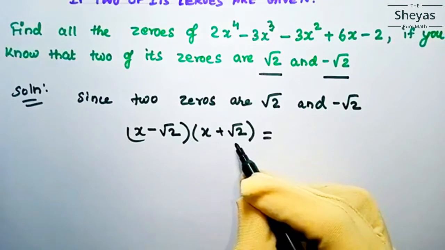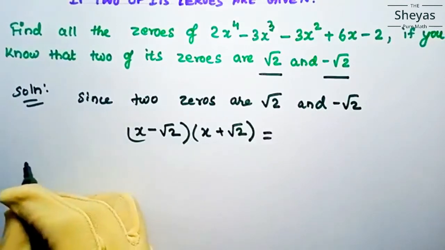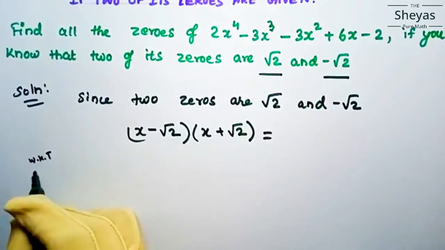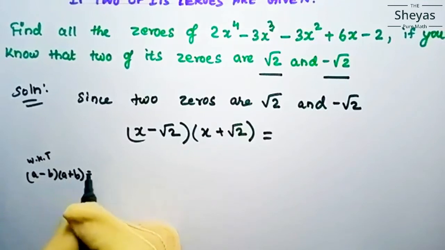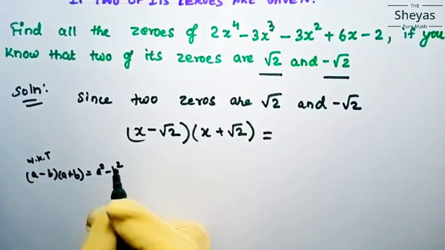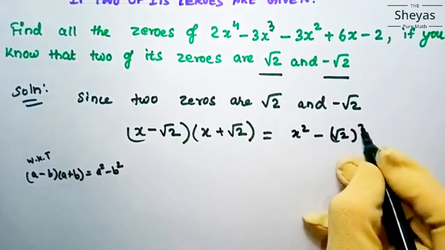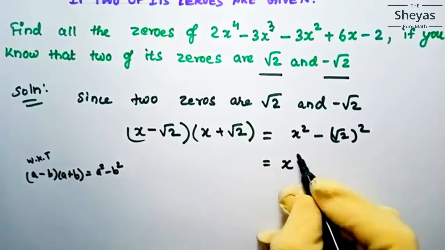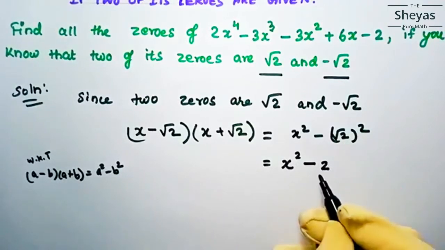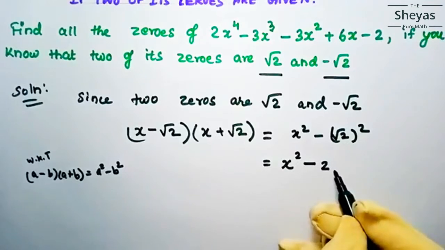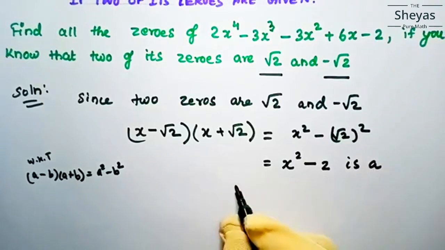now this is of the form a plus b, a minus b. We know that formula, a minus b into a plus b is equal to a square minus b square. So this can be written as x square minus root 2 square. So x square minus root 2 square is 2. So x square minus 2 is a factor of the given polynomial. This is a factor.